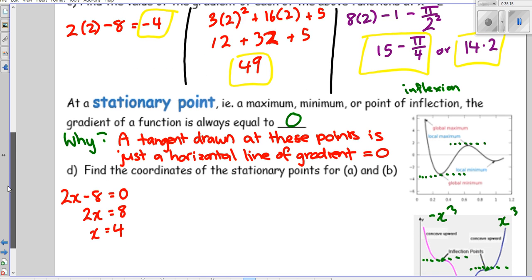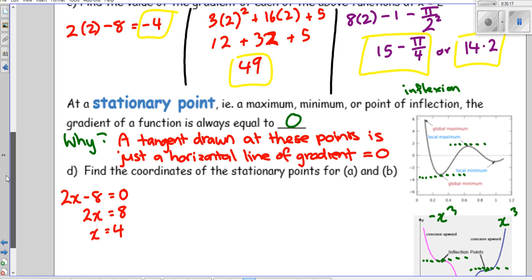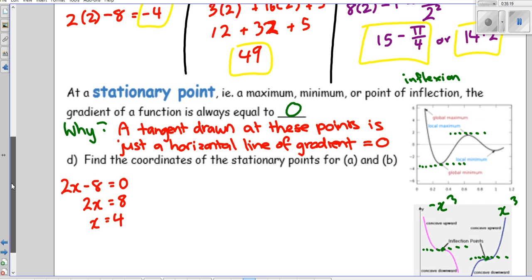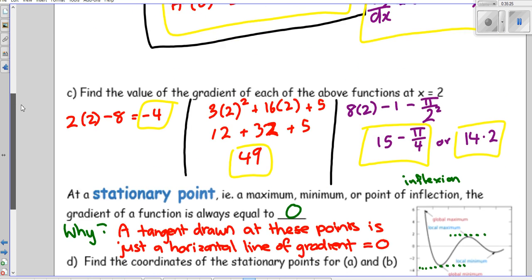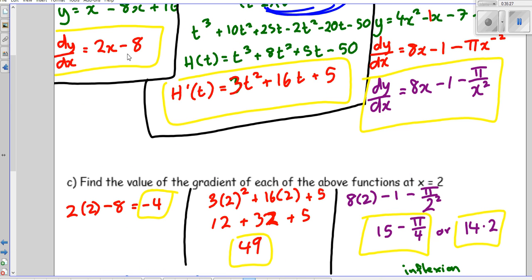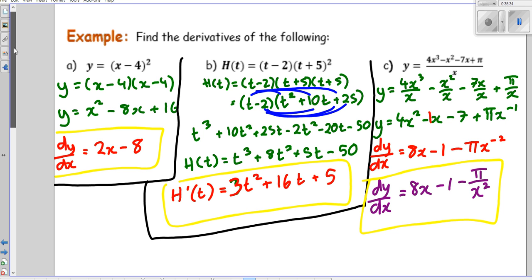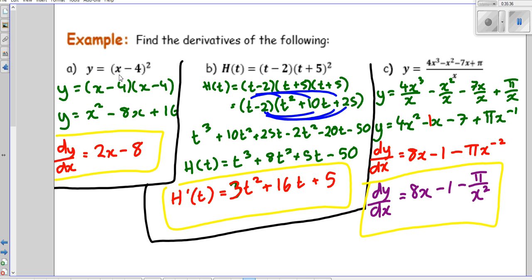So find the coordinates of the stationary points for A and B. Remember at any stationary point, the gradient's equal to 0. So we set the gradient function, the derivative, equal to 0. Then to find the x coordinate, you solve for x. But then to get the y, once you've got the x, you've got to sub it back into the y function. So 2x subtract 8, we set this whole thing equal to 0, and we solved and got x equals 4.